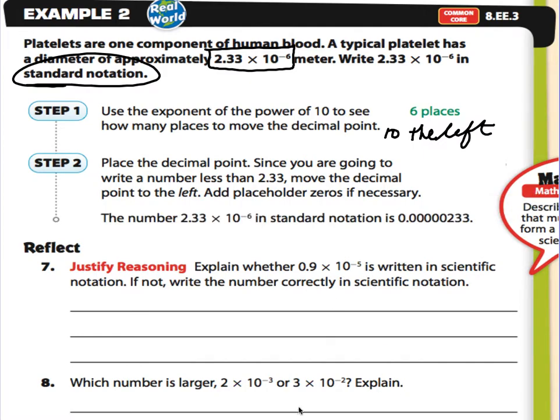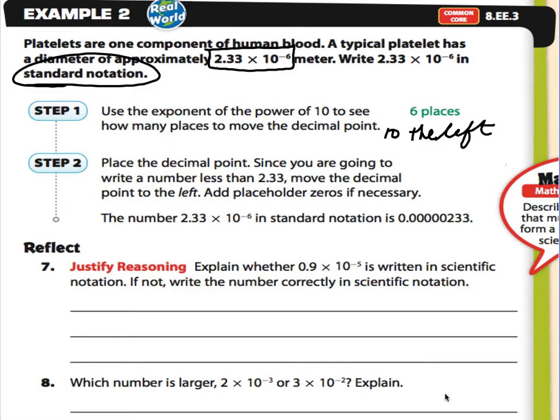So in this case, our answer in standard notation would be 0.000002 33. So tenths, hundredths, thousandths, ten thousandths, hundred thousandths, millionths, ten millionths, hundred millionths. So it'd be 233 hundred millionths.